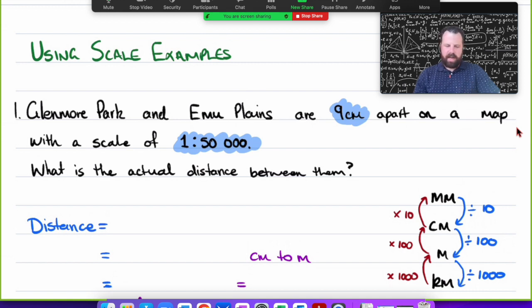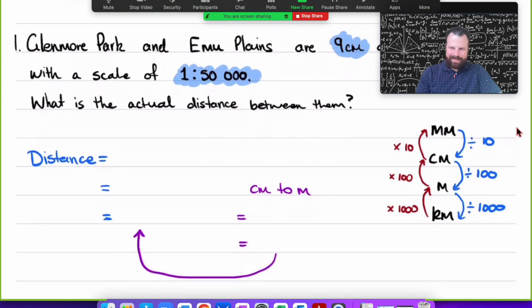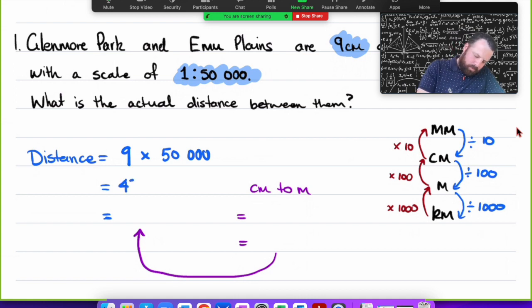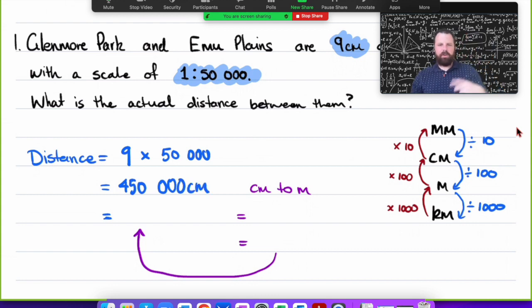Let's go figure it out. So what is the actual distance between them? Well, if it's 9 units on the copy, that's 50,000 in real life. So I have 9 lots of 50,000. So 9 lots of 50. Get our calculators out, multiply that. If we're not sure, that's 450,000 centimeters. So Glenmore Park and Emu Plains are 450,000 centimeters apart, which is the absolutely correct answer.